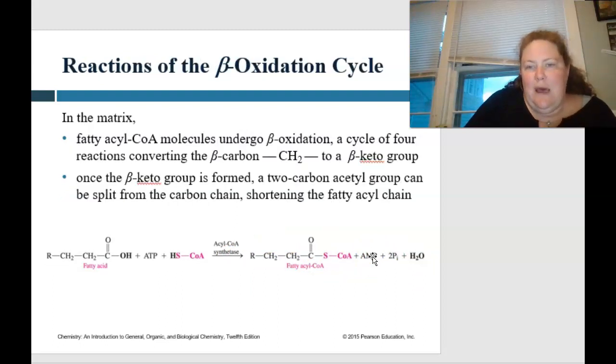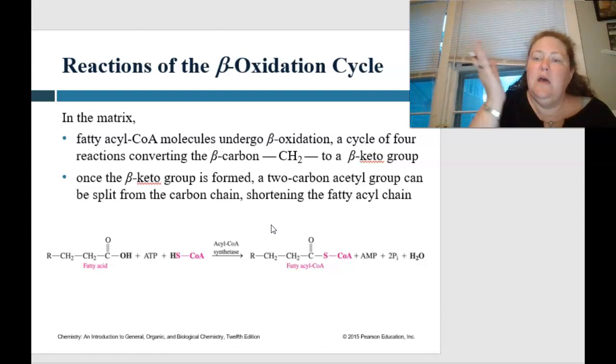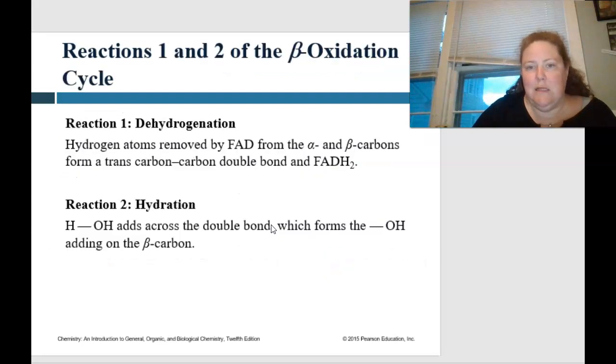So the reactions of the beta oxidation cycle occur in the mitochondrial matrix. The fatty acyl-CoA molecules undergo beta oxidation in a cycle of 4 reactions that convert the beta carbon, CH2, to a beta keto group. And once the beta keto group is formed, 2-carbon acetyl groups can be split from the carbon chain, shortening the fatty acid chain. Basically, this is saying we're chopping 2 carbons off the carboxyl end. It's telling you at the beta carbon. You have the alpha carbon, which is the first, and then the beta carbon, which is the second. It's chopping it there, and you're taking 2 off of the carboxyl end.